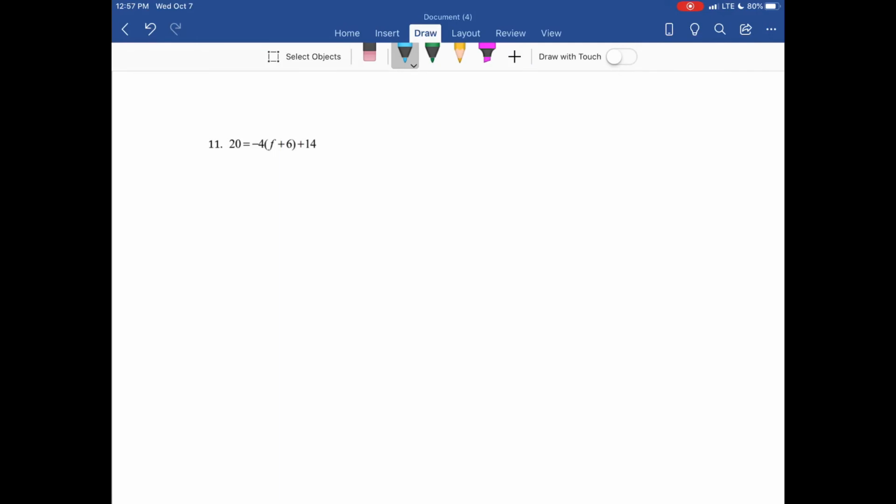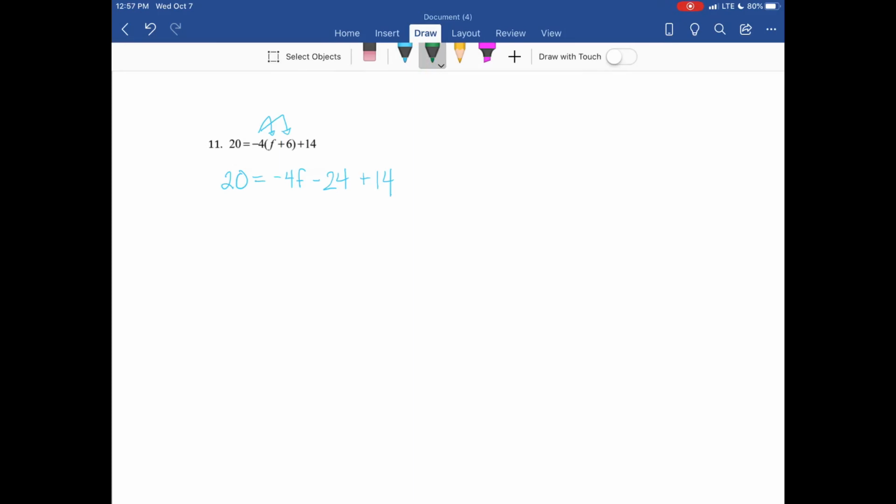So let's end this on 11. So here we've got this statement, and I'm hoping first thing you're identifying is, oh, I got this negative 4 that wants to be distributed to the two terms inside the parentheses. So everything else comes down, negative 4, and now we're sharing the negative 4 to both things. Negative 4 times f is negative 4f. Negative 4 times positive 6 is negative 24. Bring down that plus 14.